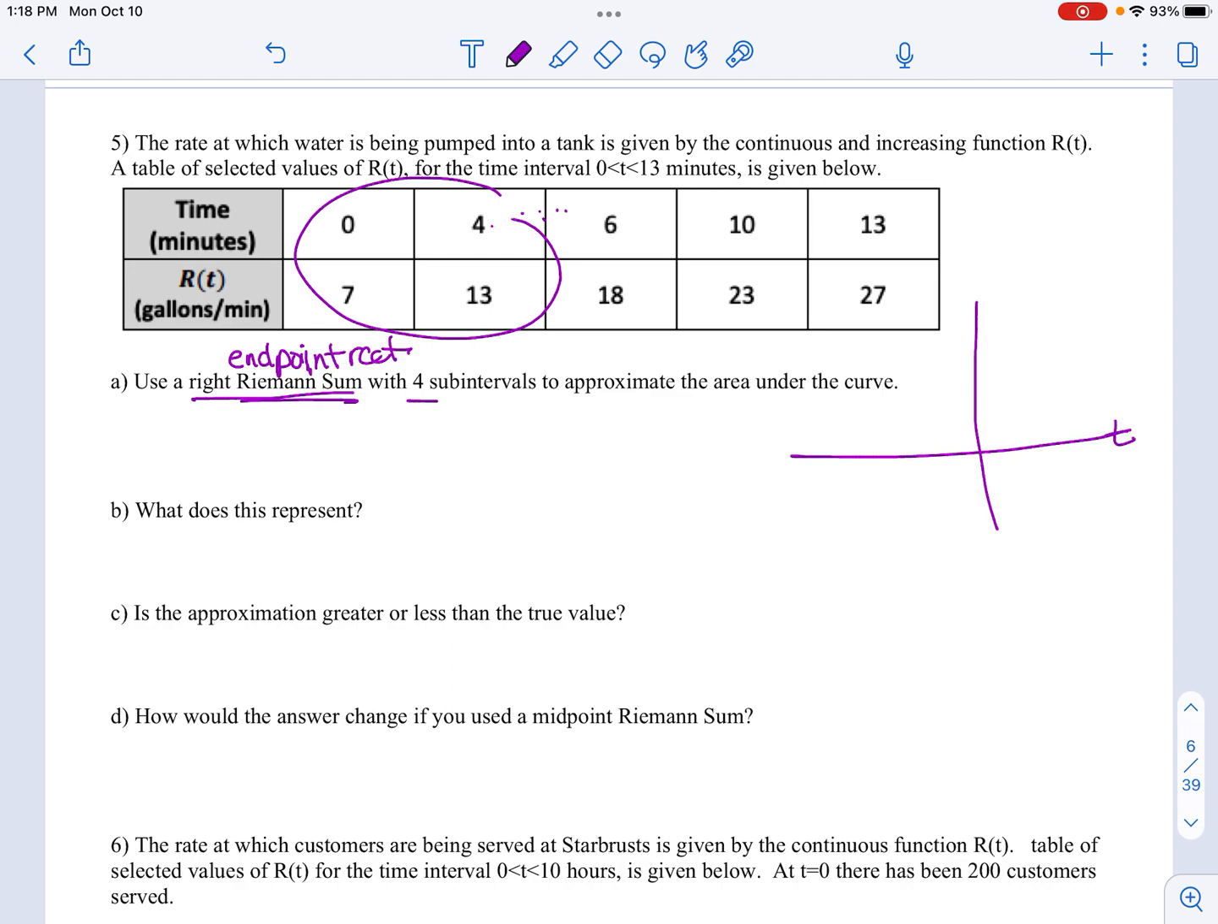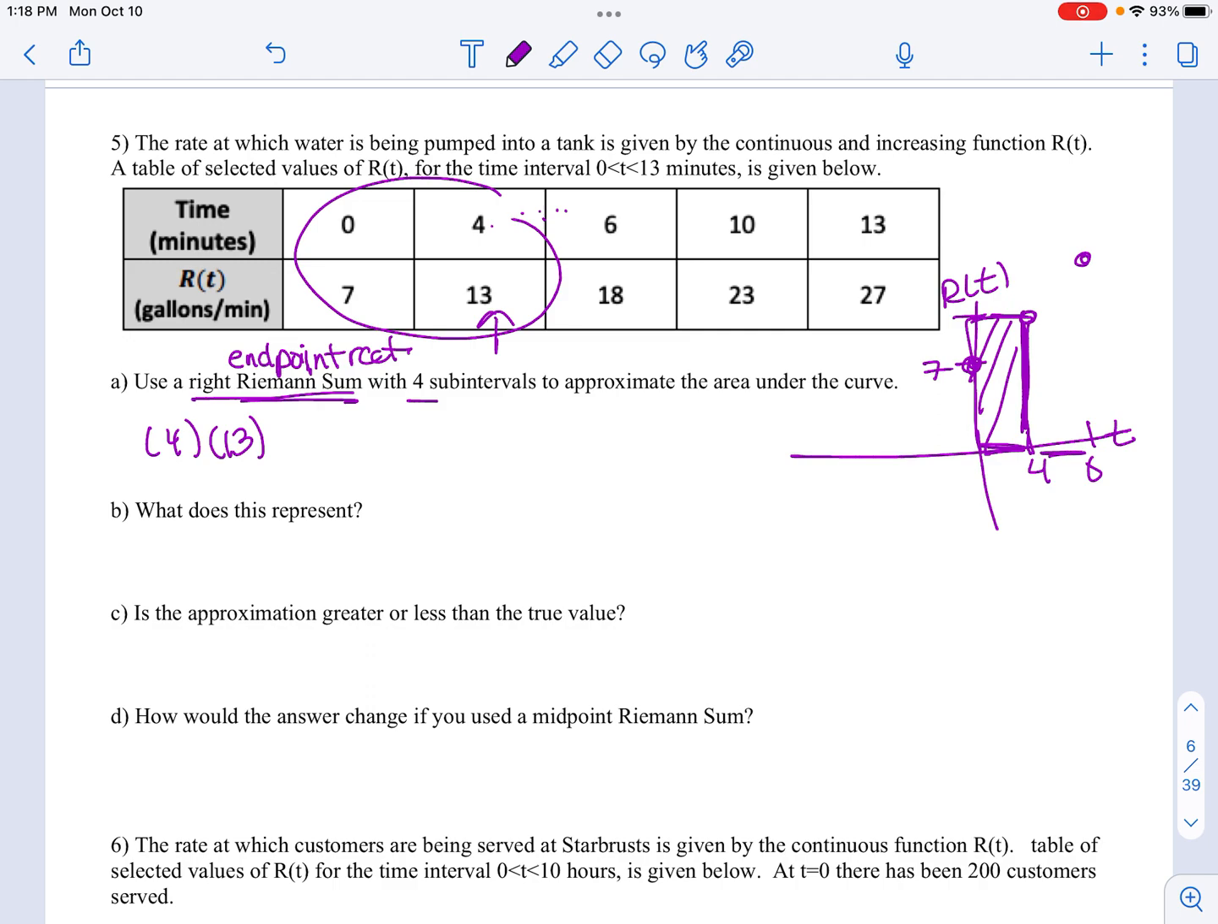You don't have to plot this, but this is what's happening. If this is t, if this is r of t, 0, 7 would be your first point. Then you have 4, 13. Then you have 6, 18, etc. So my first rectangle is going to give me a width of 4. And the height, we're going to use the right y value, which is going to be the 13.